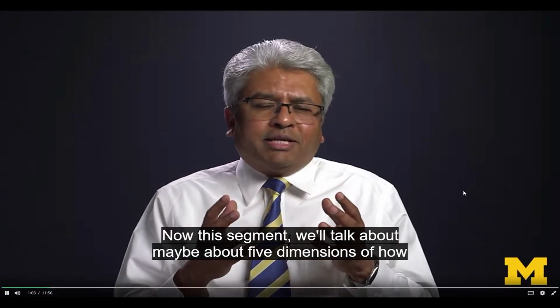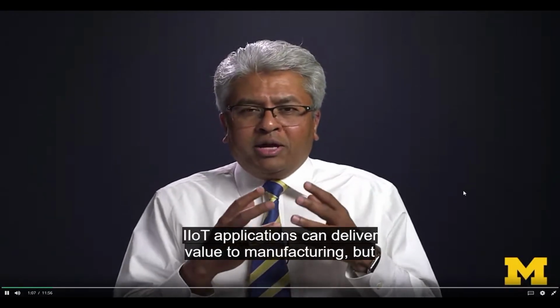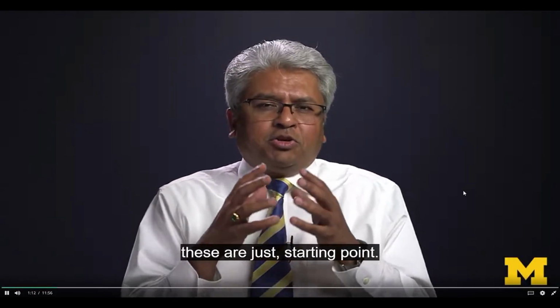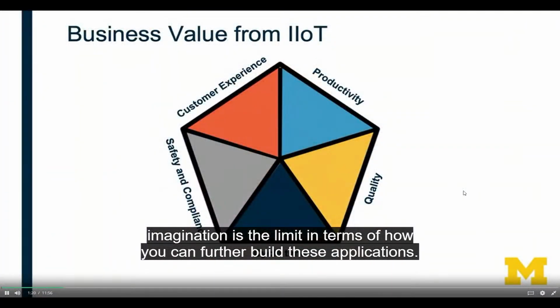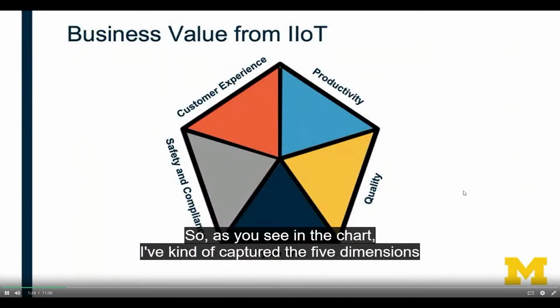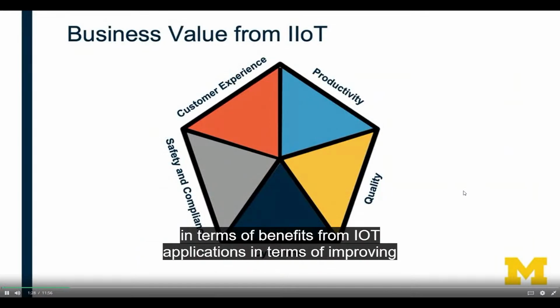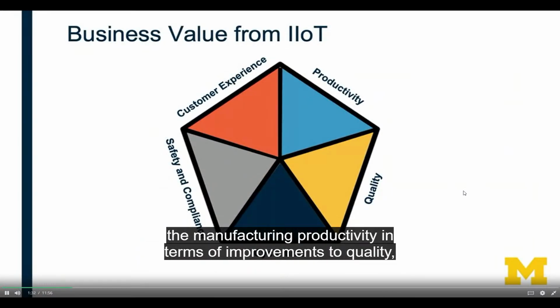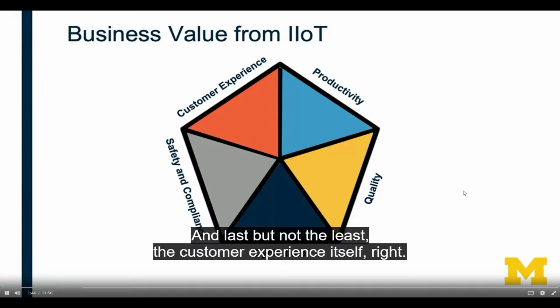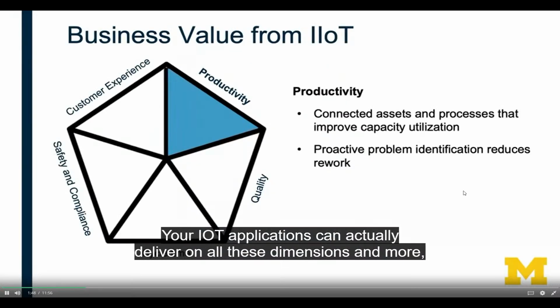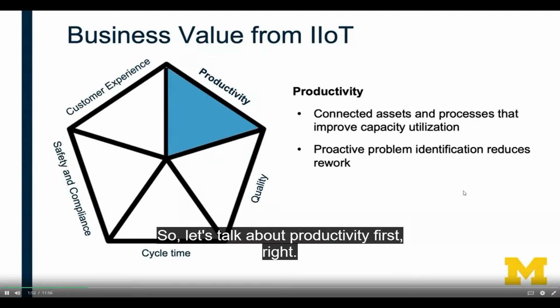This segment will talk about 5 dimensions of how IIoT applications can deliver value to manufacturing, but these are just a starting point. These are just some 5 dimensions. Beyond this, as I said, imagination is the limit in terms of how you can further build these applications. As you see in the chart, I've captured the 5 dimensions of benefits from IIoT applications: improving manufacturing productivity, improvements to quality, cycle time, and of course, safety and compliance. And last but not least, the customer experience itself. Your IIoT applications can deliver in all these dimensions and more. We'll talk about it. So let's talk about productivity first.